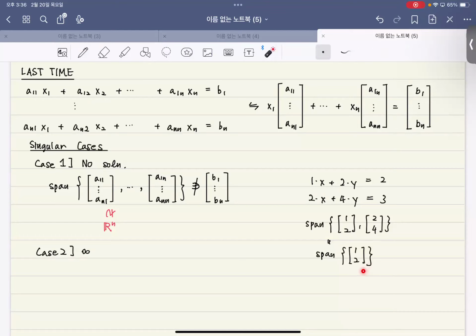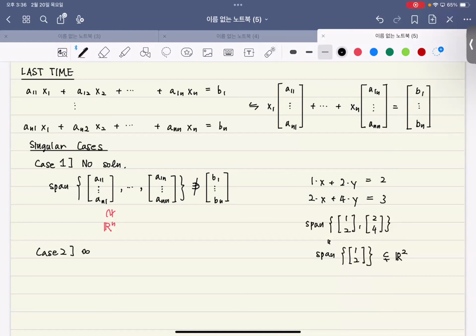Is it R2? No, this is just a tiny little line contained in R2, but not R2 itself. So in this sense, I say this can never be the same as R2. This is a proper subset: a subset, but not R2 itself. This is what I mean by a proper subset. And clearly, this space does not contain the column (2, 3). This is my column picture explanation of why this system has no solution. Okay.